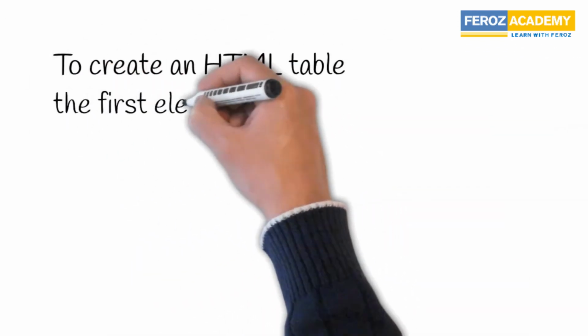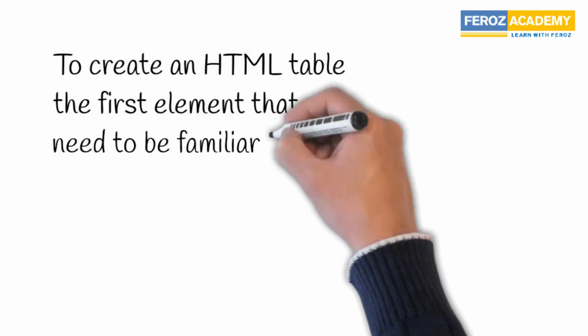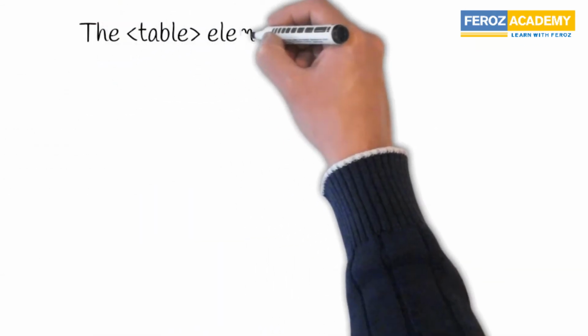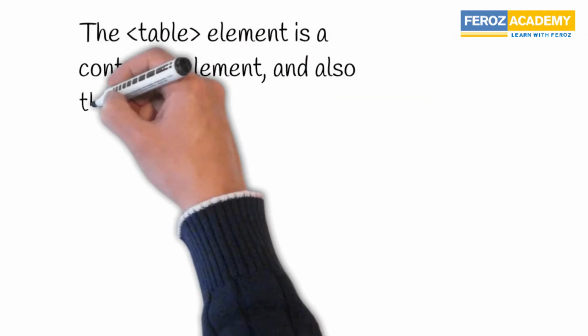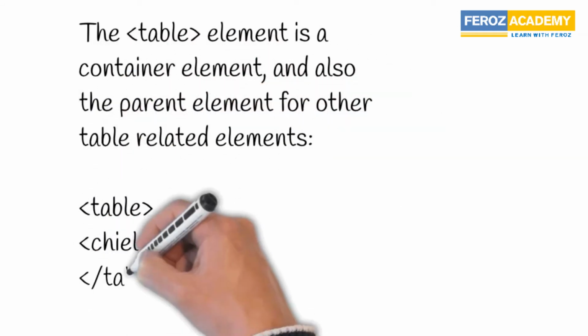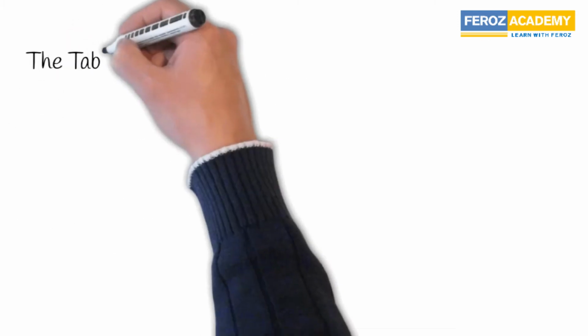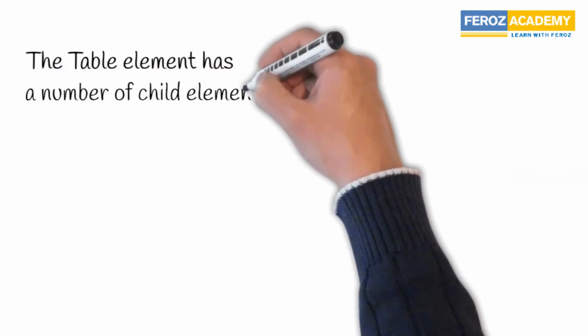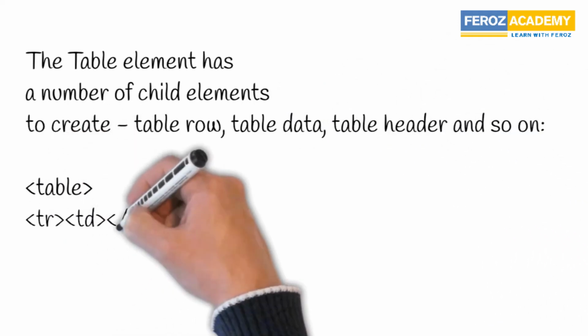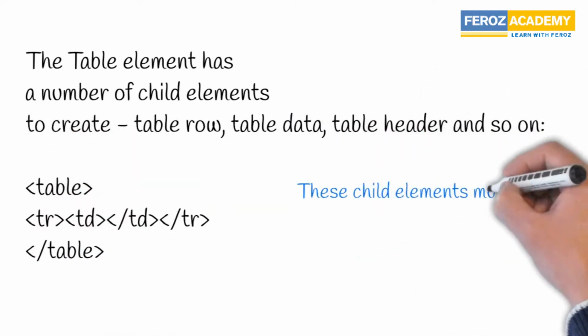To create an HTML table, the first element that you need to be familiar with is the table element. The table element is a container element and also a parent element for other table-related elements. The table element has a number of child elements to create a table row, table data, table header, and so on. These child elements must be placed inside the table element.